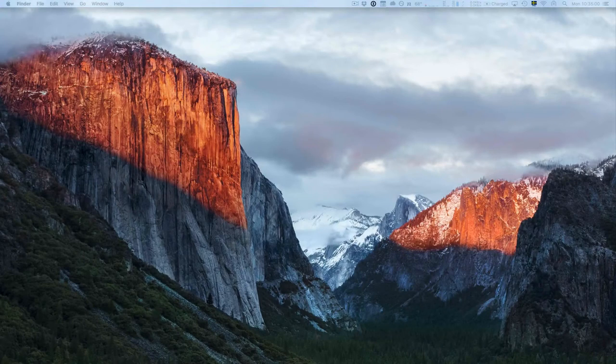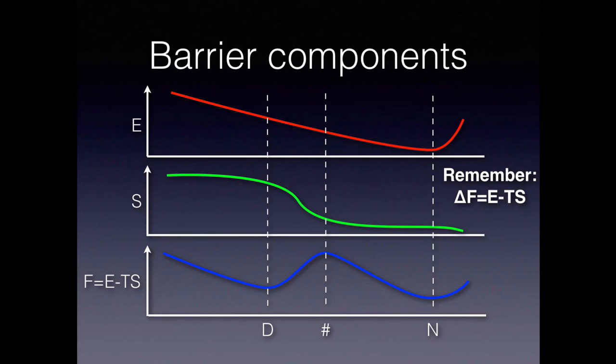It is 10:35. Should we meet here at 11? Let's get started again.